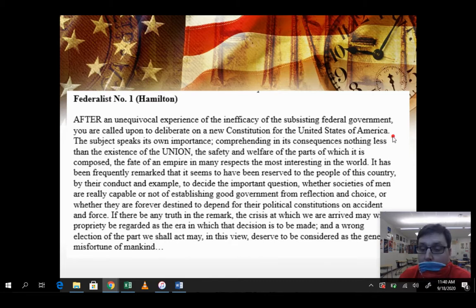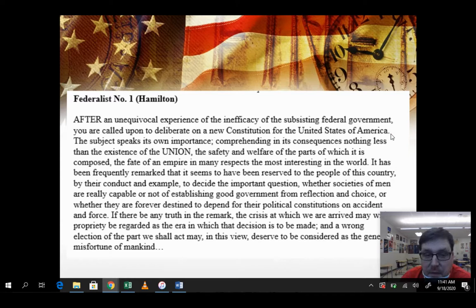What in the world does that mean? Do you have any idea what that means? If not, an experience that is unparalleled, unrivaled, nothing that we've ever experienced before, of the weakness of the Articles of Confederation. After we've had that terrible experience, you, people of New York, people of the United States, are called on to deliberate on a new Constitution for the United States of America. The Constitution.